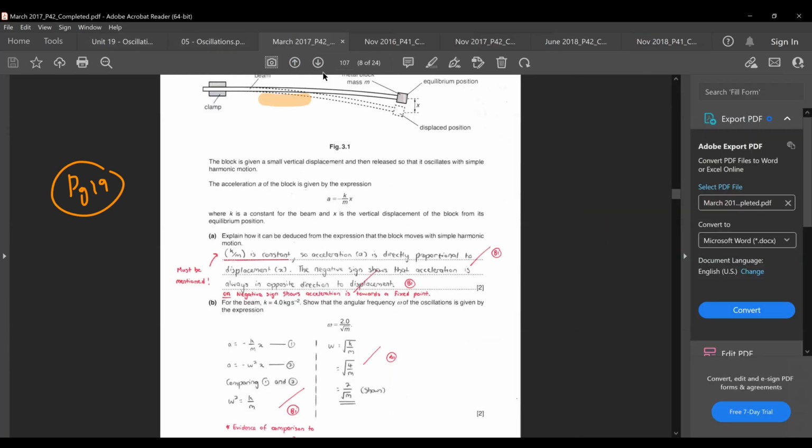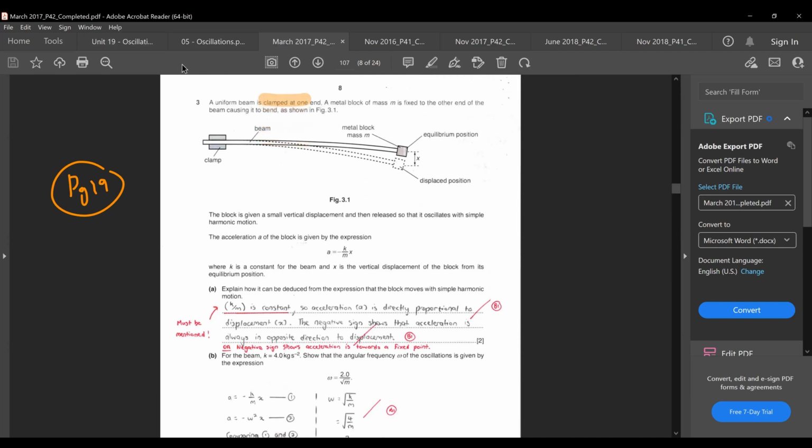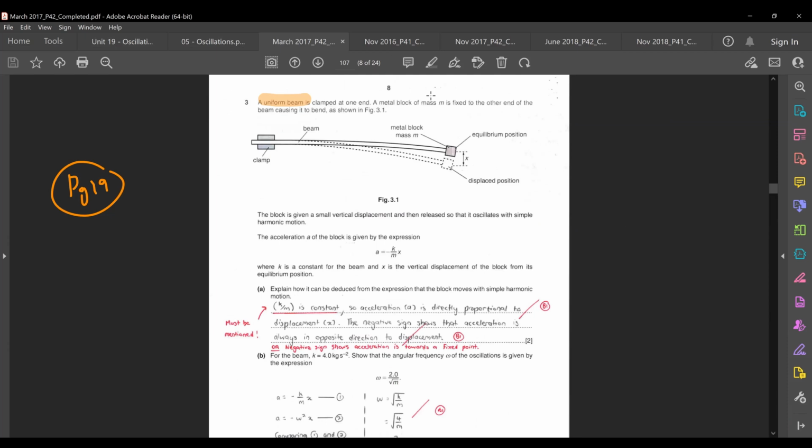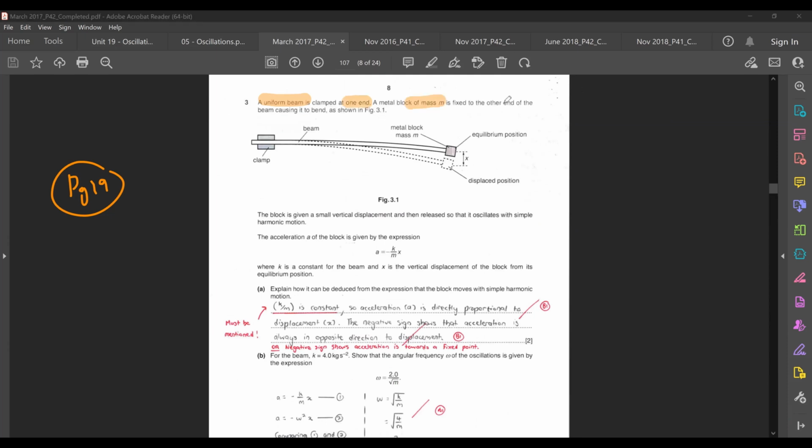If you look at that question now, you have a uniform beam that is clamped at one end. A metal block of mass m is fixed to the other end of the beam, causing it to bend as shown in figure 3.1. If you look at this diagram, you'll notice it's actually the same diagram as the previous question that we just did, okay? But the question that they're asking now is an entirely different thing.